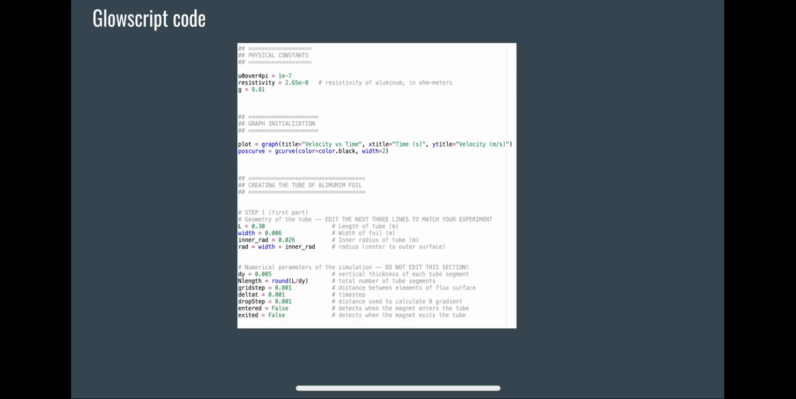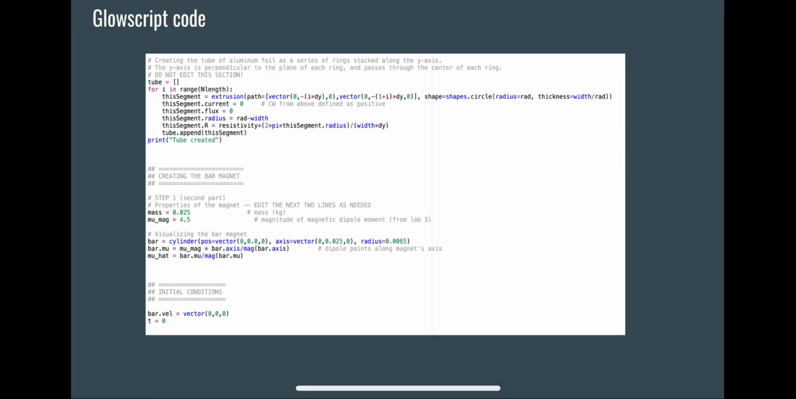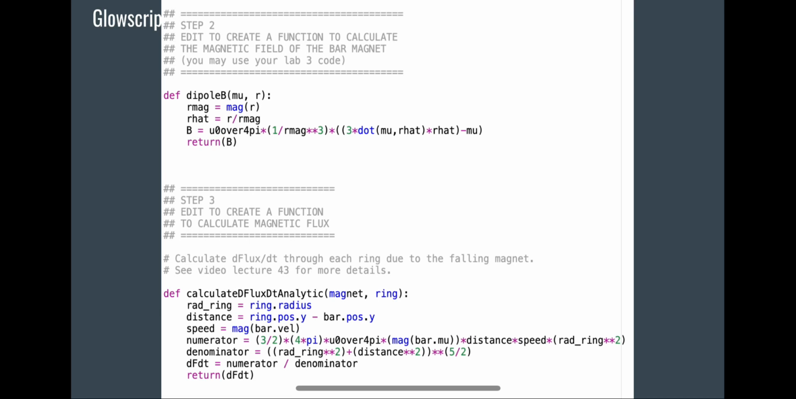Here's my GlowScript code. Here we're just setting values and constants. Then we're setting the basic mass and mu for the bar magnet. Then we're actually creating the magnetic field of the bar magnet and calculating the magnetic flux.